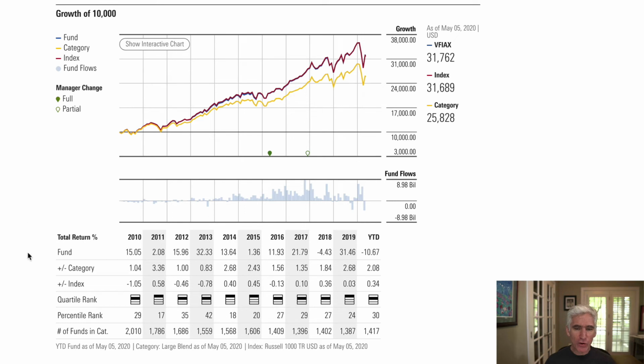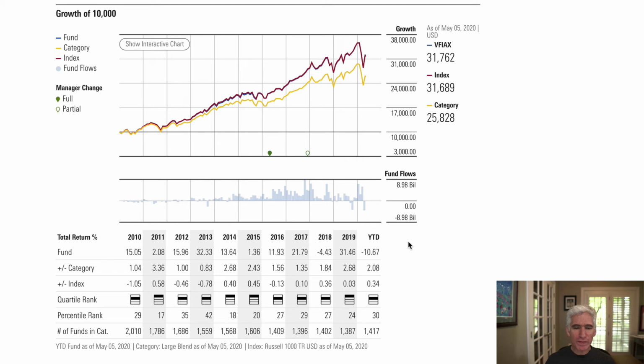Now, when we get down to total returns, and actually, before we do, real quick, the fund flows just show the net flows in or out of the fund. And as you can see, for the most part, there have been more dollars going into this fund than have been coming out, except recently when, of course, we've had a pretty difficult market because of COVID-19. So the last section that we see here is the total return section, and it's by year.